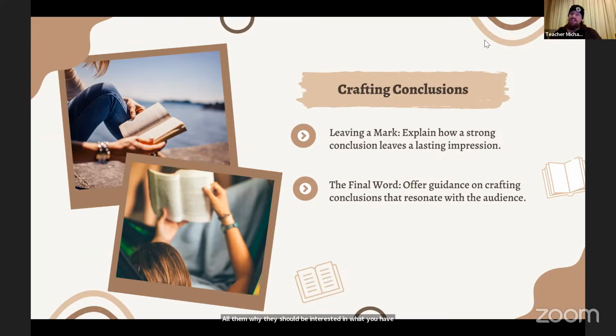Actually, one more, avoid new information. In your conclusion, don't introduce anything new. Just remind them of everything you've spoken about.